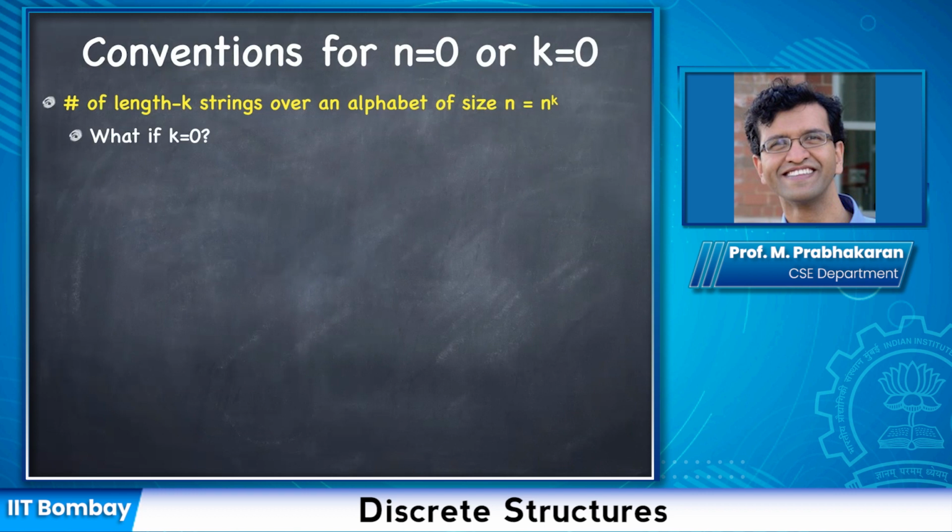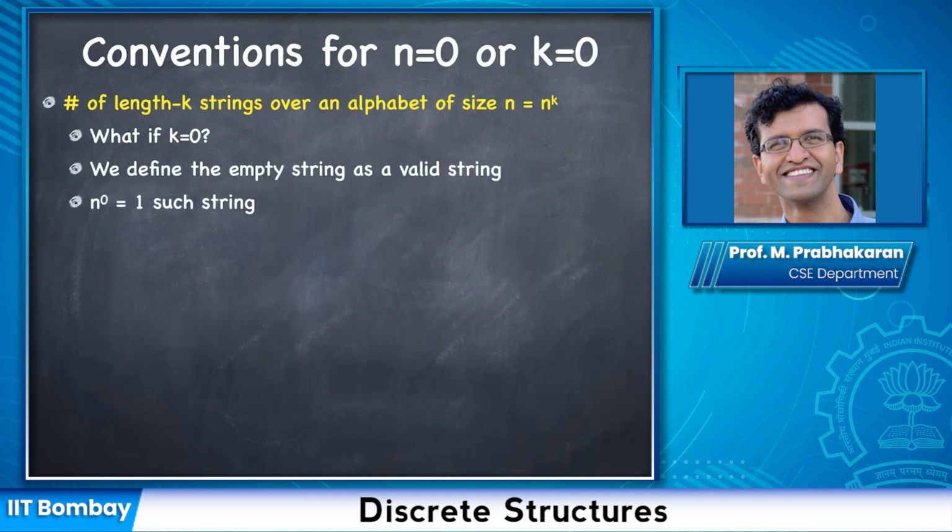So we are talking about strings of 0 length. That may not make much sense, but we could just define that there is an empty string. Okay, so it's a valid string. It is a length 0 string. There's only one such string, the empty string. And once you have the empty string, then the number of length 0 strings over an alphabet of any size n is indeed n to the 0, because n to the 0 is equal to 1. That works for all n greater than 0.